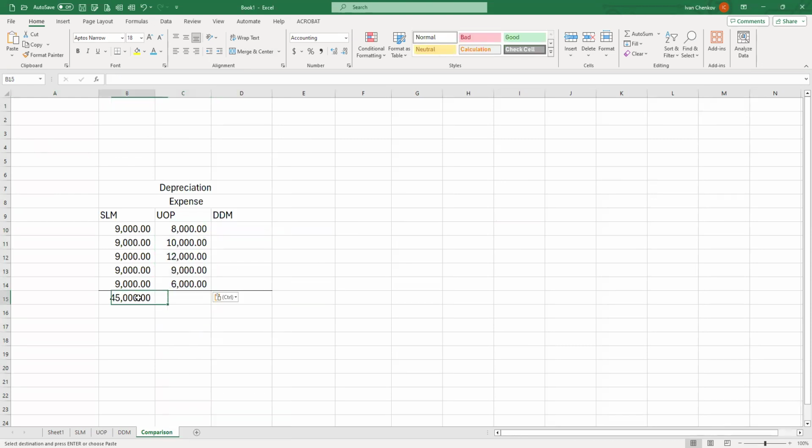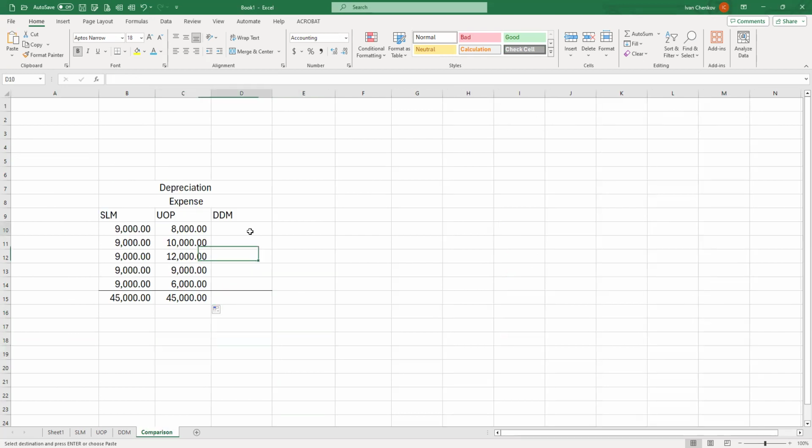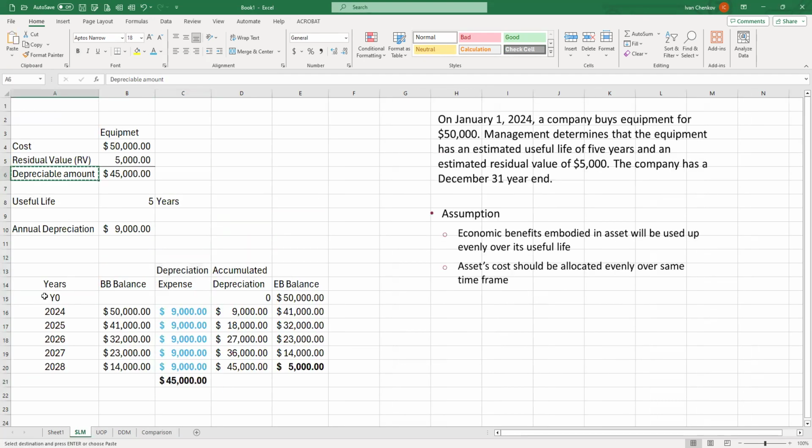And the total is exactly the same. On the double declining method that we use, these are our numbers, which give us exactly the same. Why is it exactly the same? Because all of them have to be equal to the depreciable amount.